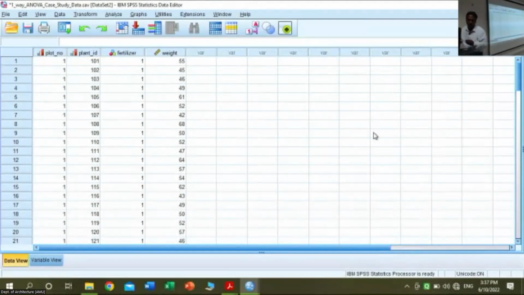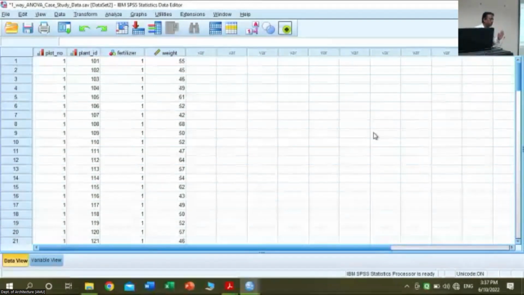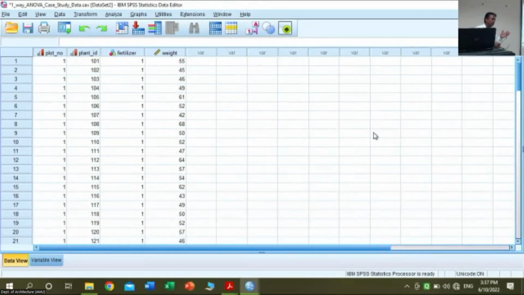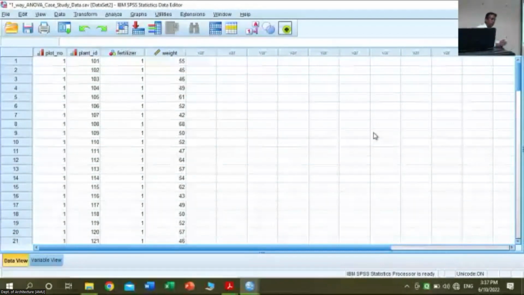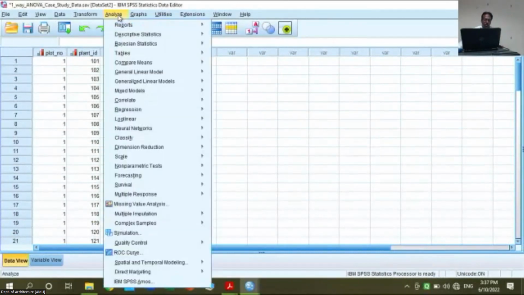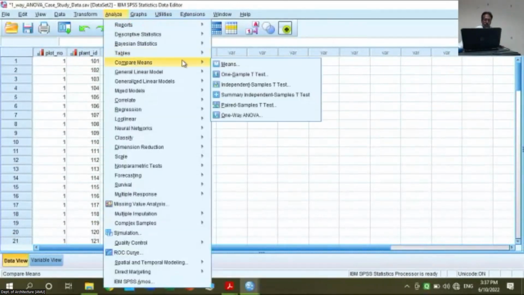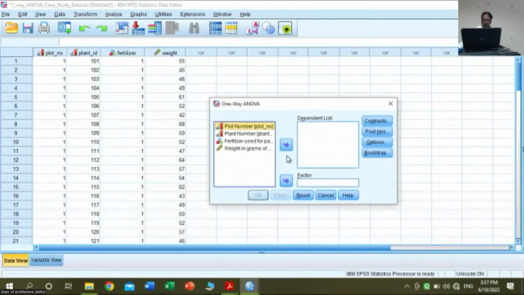Now again we'll repeat the same procedure. यहाँ पर भी नॉर्मलिटी चेक करेंगे. 3 प्लॉट्स के प्लांट्स का वेट हमने कलेक्ट किया है, first we will check the normality. तो हम उसको रिपीट नहीं कर रहे, already I showed you how to check the normality of data. Suppose I assume that weight of the plants in different plots are normally distributed. We just assume that. ठीक है, now analyze, compare means, one way ANOVA.